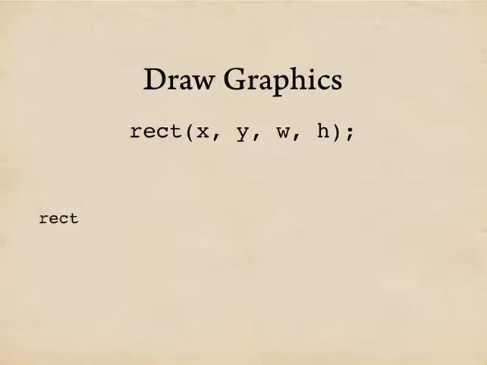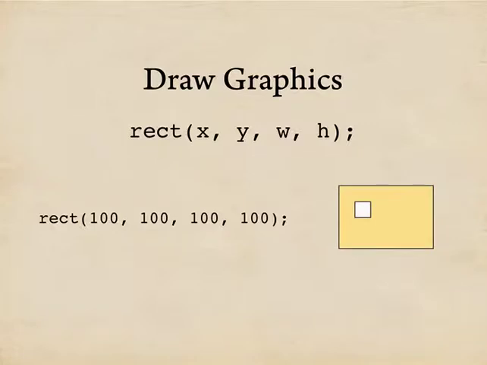So let me give you an example. This says draw a rectangle, and let's read the numbers left to right. 100 units from the left side of the window, 100 units down from the top of the window, make it 100 units wide by 100 units tall. And these units are just pixels, the little dots on your screen. If we do that, processing will create this picture.